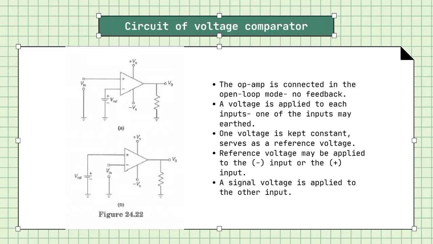So this is the circuit of the voltage comparator. The op-amp is connected in the open loop mode, hence there is no feedback. A voltage is applied to each input. However, we may have one of the inputs earthed. Normally, one voltage is kept constant and serves as a reference voltage. From the figure, we can see that the reference voltage may be applied to the negative input or the positive input, and a signal voltage is applied to the other input.